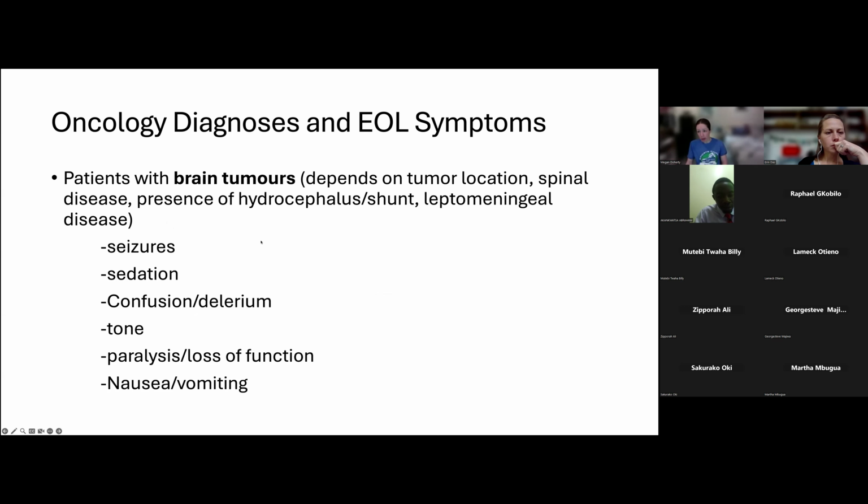We haven't talked a lot about brain tumors because you probably don't have access to a neurosurgeon. So again, you're going to mostly give these children supportive and palliative care, but their symptoms will depend on where the tumor is located, whether they have disease in their spinal cord, if they've had a hydrocephalus, whether they have leptomeningeal disease, a few things. But overall, what you're going to see is seizures as a common end-of-life symptom, being sedated, being confused or delirious. They could have issues with elevated tone, like dystonia or spasticity. They can have paralysis and nausea and vomiting. So just different things you might see. And again, I'm going to go through each symptom and tell us a little bit how to manage.